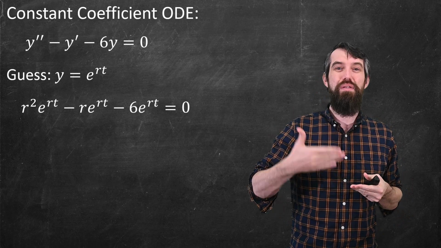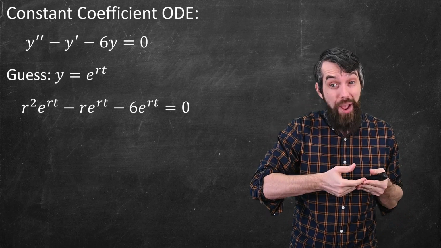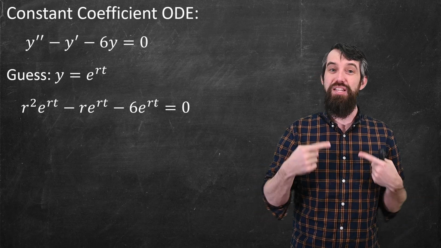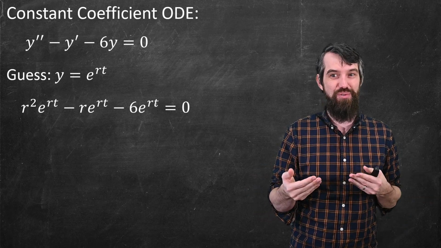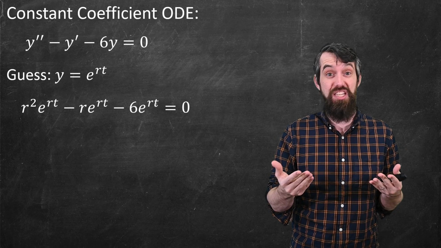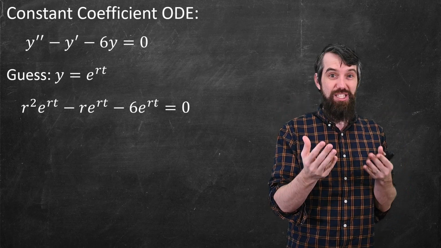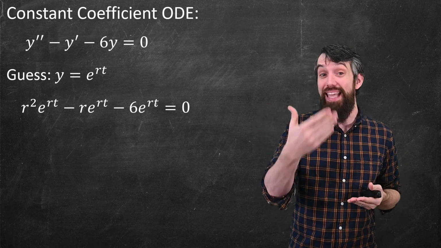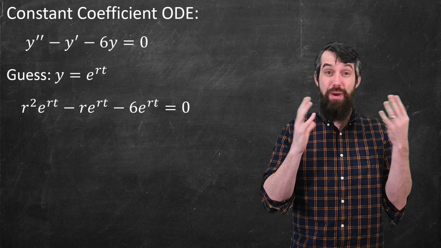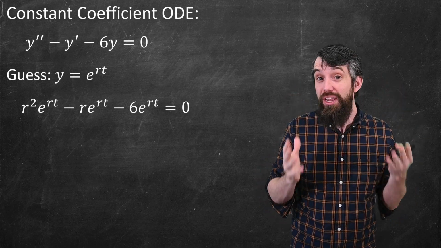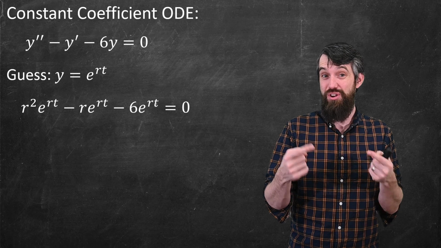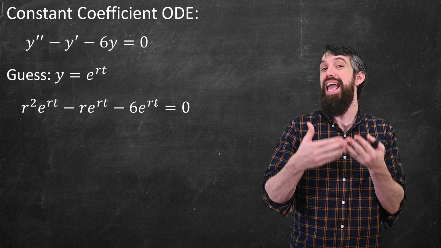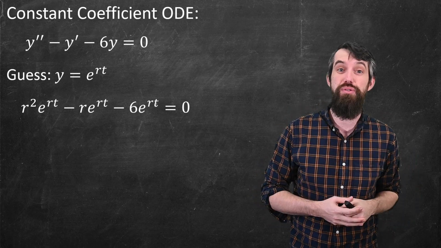So 2 derivatives of e to the rt gives me r squared e to the rt. Then it's a minus r times e to the rt when you take one derivative. And finally, minus 6 e to the rt equal to 0. So that's me just substituting this guess into this differential equation. And by the way, in differential equations, it's totally okay to guess. This is kind of like with integration. If you can guess an antiderivative and it works out, power to you.